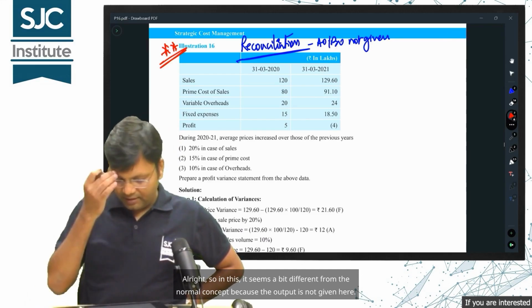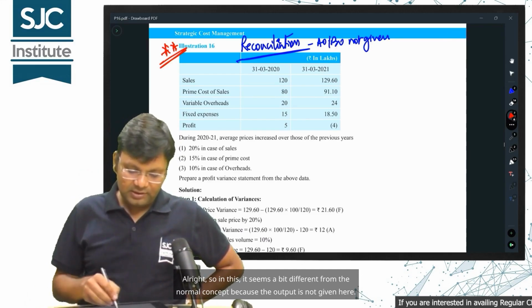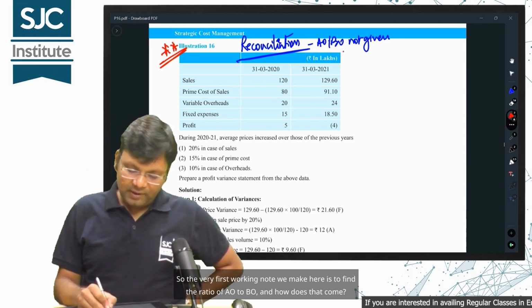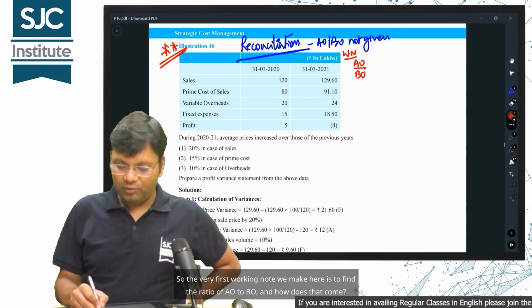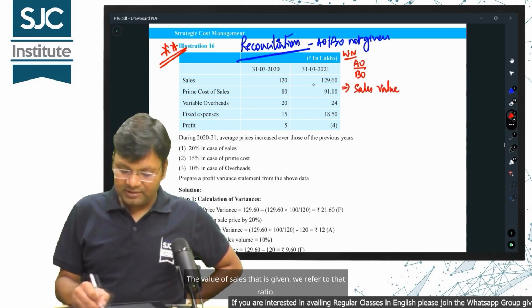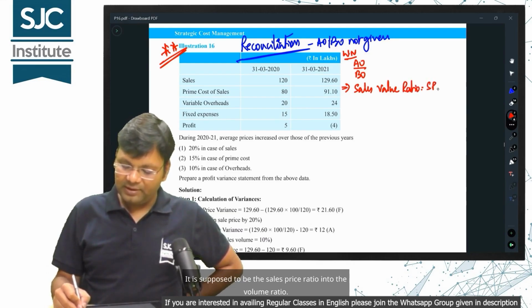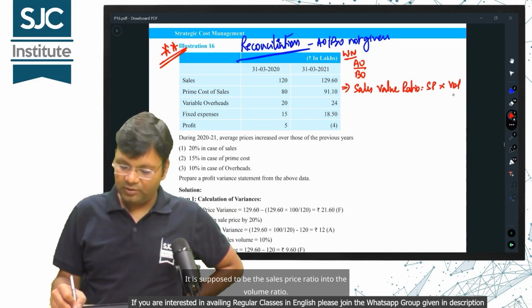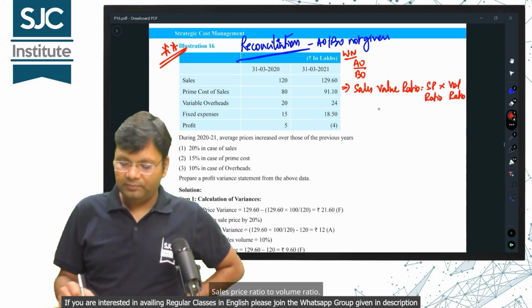Alright, so in this, it seems a bit different from the normal concept because the output is not given here. So the very first working note we make here is to find the ratio of AU to BO. And how does that come? The value of sales that is given, we refer to that ratio. It is supposed to be the sales price ratio into the volume ratio.